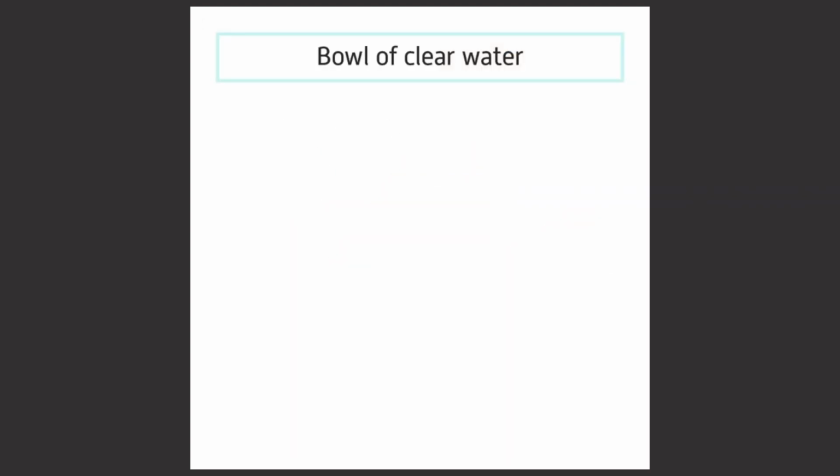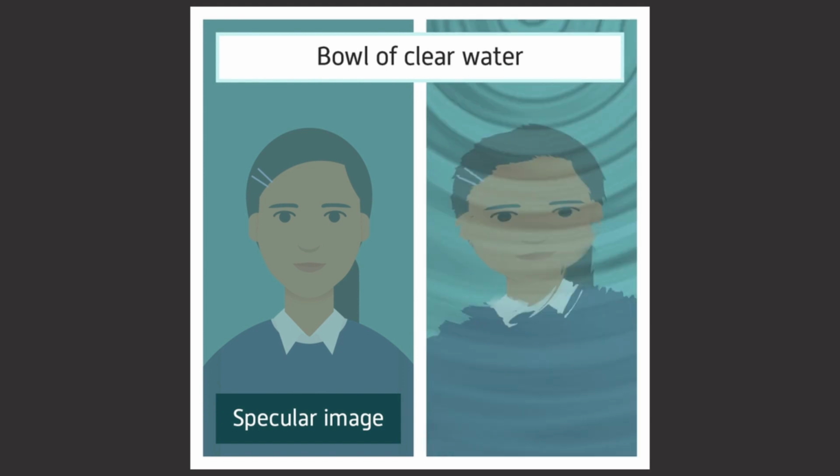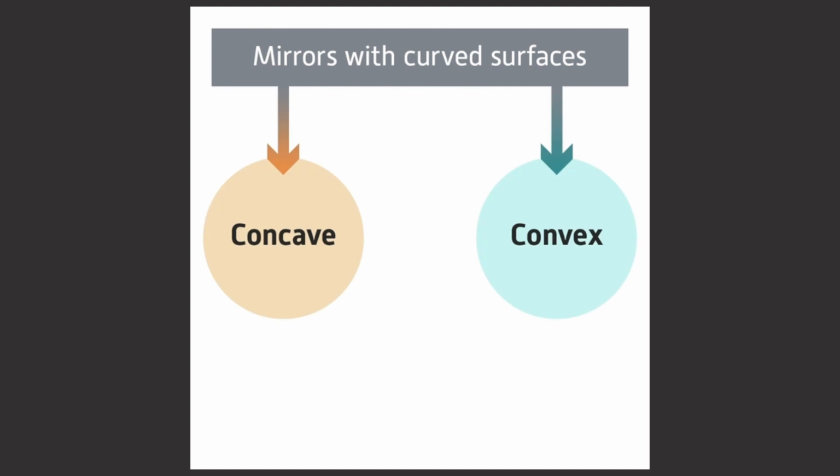You can test this using a bowl of clear water. If you look into the still water, you will get a specular image. If you make ripples in the water, the image will become distorted and form a diffuse image. Next, you can look at mirrors with curved surfaces. These are either concave or convex.